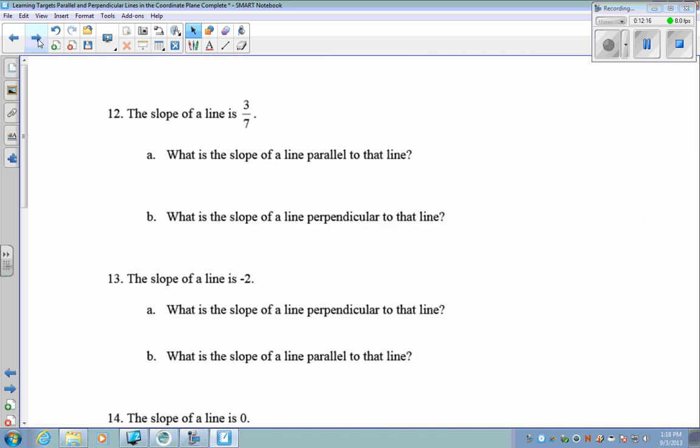All right, so let's do some practice for this. Number 12 tells us the slope of a line is 3/7. So what is going to be the slope of a line parallel to that? Well, if they have to be equal, it has to be 3/7. B, what is the slope of a line perpendicular to it? All right, well, we have to do the opposite reciprocal. So if the slope is positive, it has to become a negative. And as opposed to 3/7, we flip that to become 7/3.